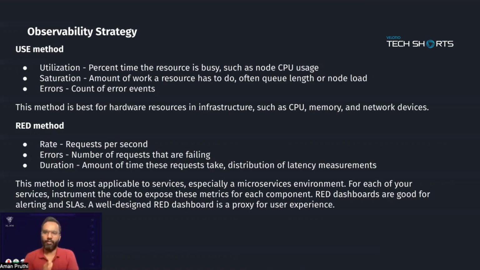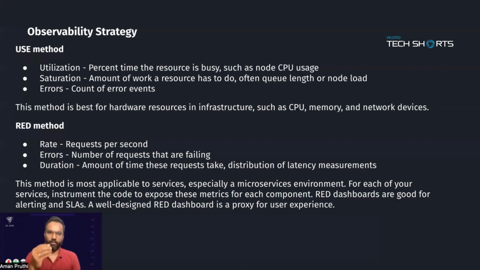For that, we have the RED method, which applies to your microservices environment. The RED method is rate, errors, and duration. Rate is the requests per second. Errors is the number of requests that are failing, and duration is the amount of time that each request takes.